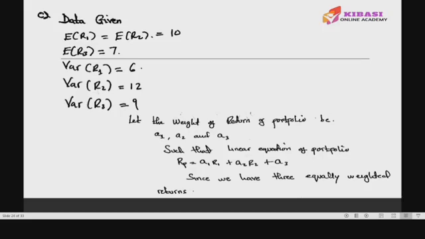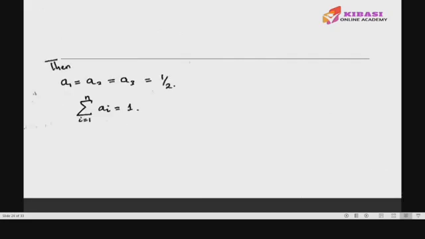So I'll create a linear equation of a portfolio. Itakuwa ni RP is sawa na A1 times R1 plus A2 times R2 plus A3 times R3. Sorry, I forgot R3 here. Since we have 3 equally weighted then A1 is equal to A2 is equal to A3, which is 1/3. Then summation yake itakuwa ni sawa na 1.